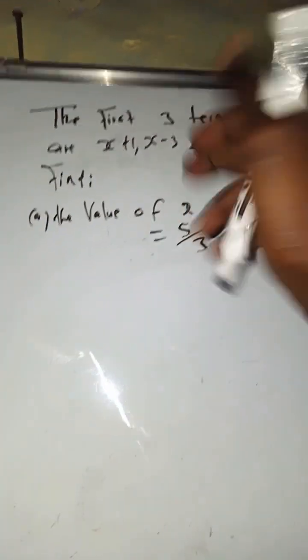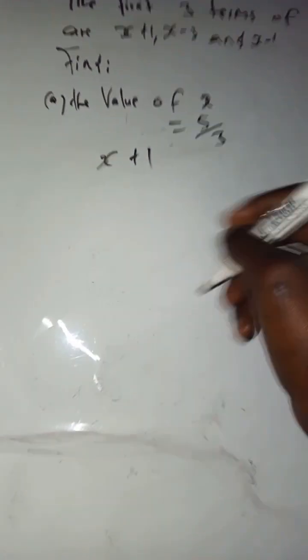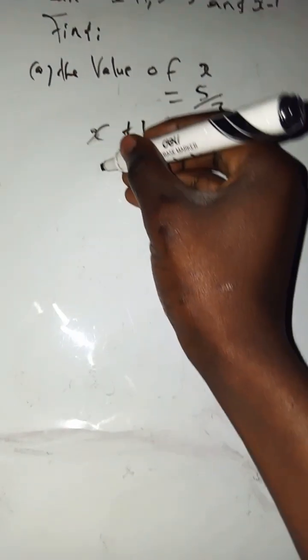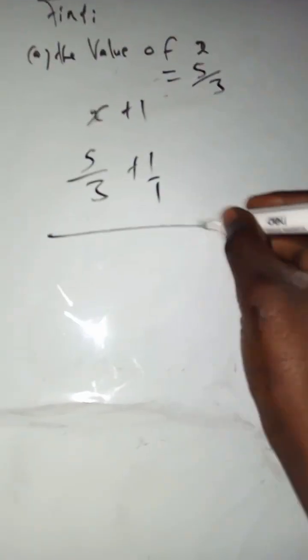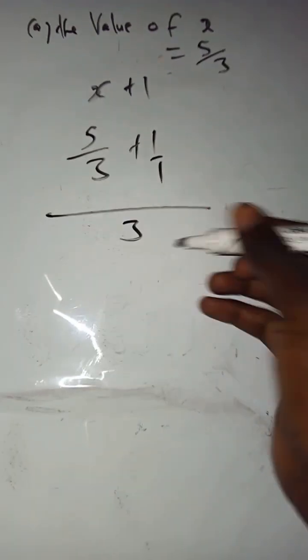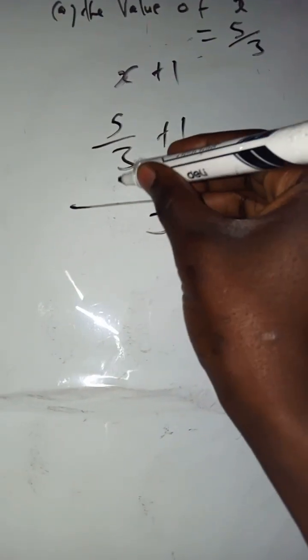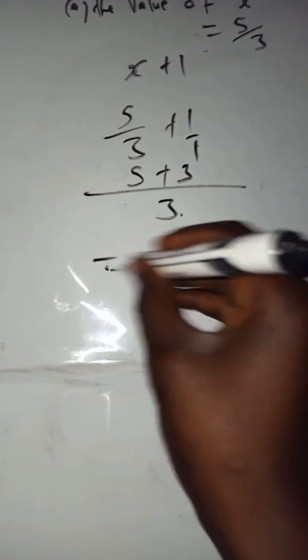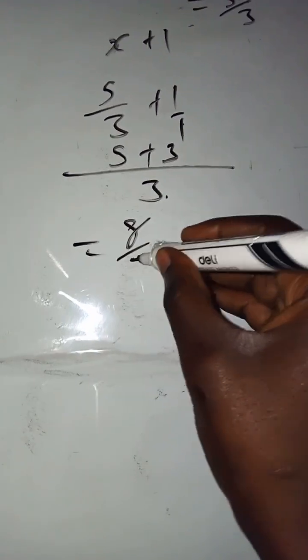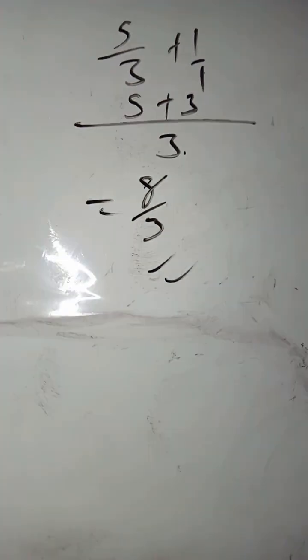The second question is find the first term. So the first term is here, which is x plus 1. And we found x to be 5 over 3, right? So simply substitute where this x, we put 5 over 3 plus 1. The common denominator is 3. 3 into 3 is 1, 1 times 5 is 5, plus 1 times 3 is 3. That will be 8 over 3. So this is our first term here, 8 over 3. You can leave your answer right there. Okay, so we found the first term.